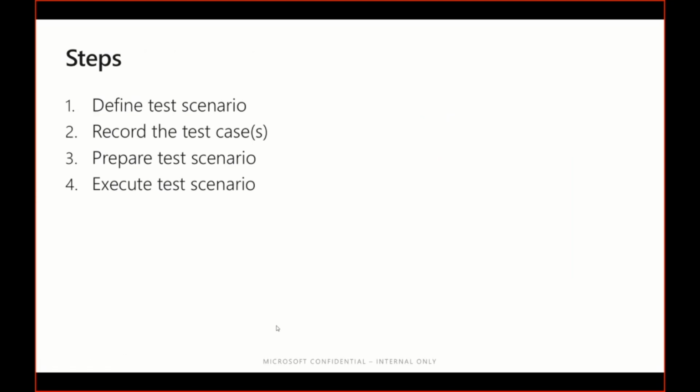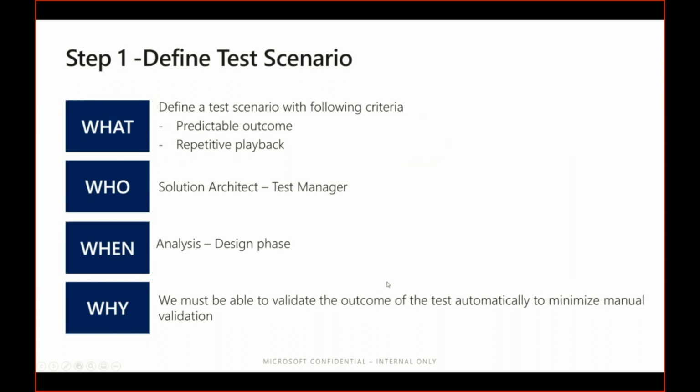So let's look a little bit into the first one. Step one, define a test scenario. So basically what we need to do is we need to have somewhere a test where we can predict what will be the outcome, and we must be able to repetitively play it back and make sure that every time we can verify that the scenario is still running as expected.